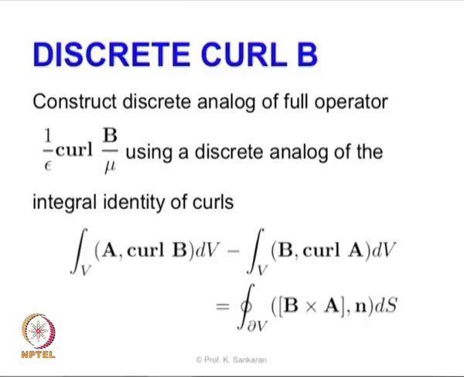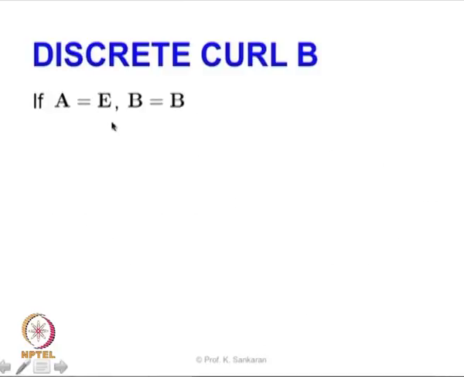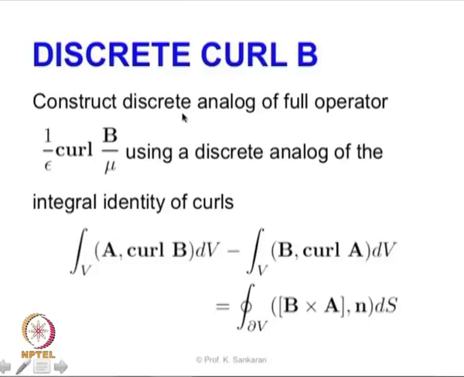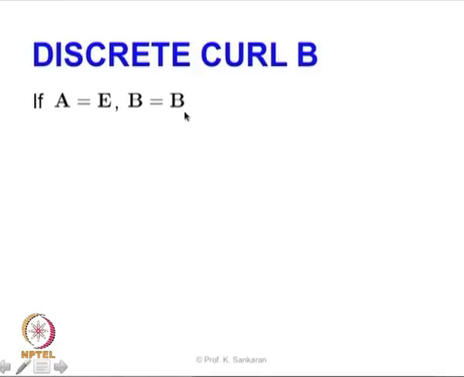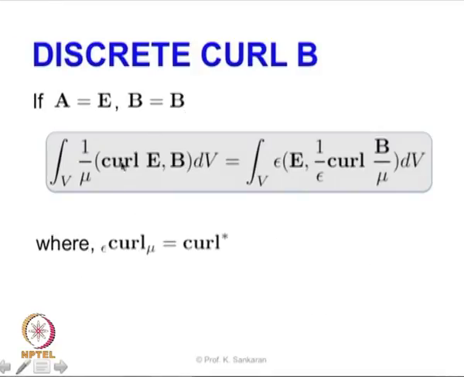So if you substitute A equal to E and B equal to B in this equation, what we get is essentially the equation that will give us the discrete curl B operator, and we are going to get them through this equation, where we define the compound operator as the curl star.